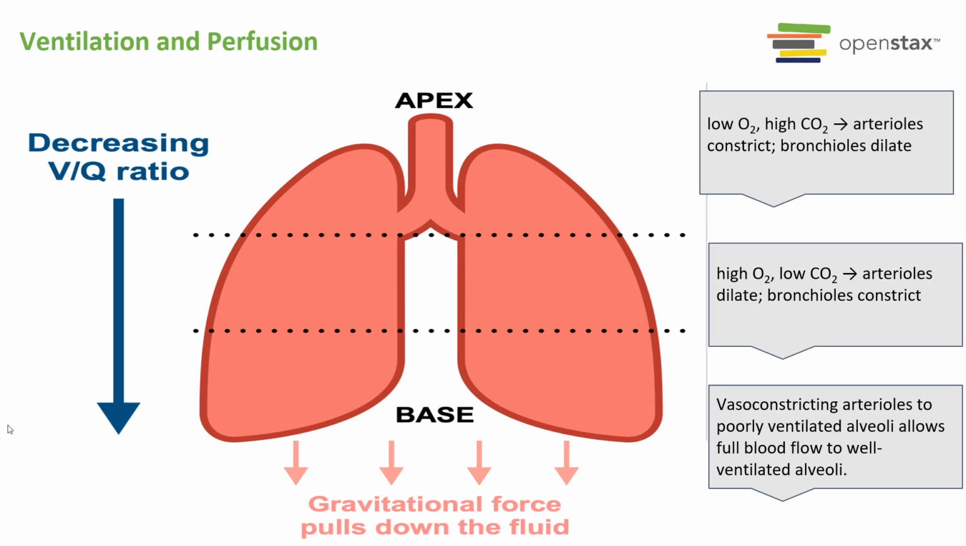There are cases where we have low O2 and high CO2, and that will cause constriction of the arterioles and bronchial dilation. At the same time, we have instances of higher than normal oxygen and lower than normal CO2, in which case the arterioles will dilate and the bronchioles will constrict.